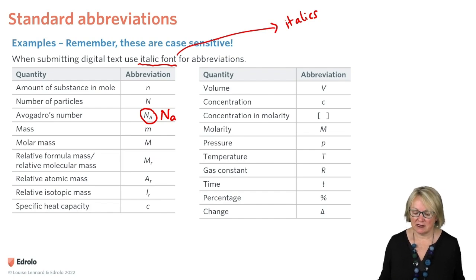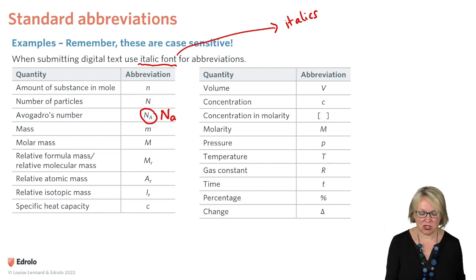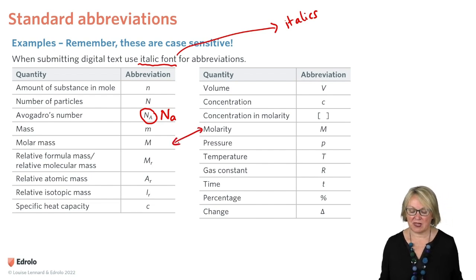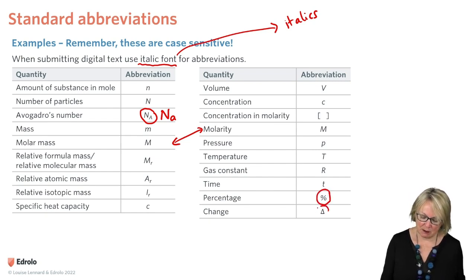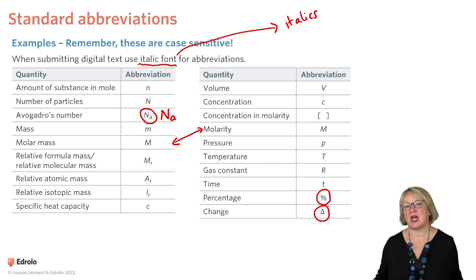Concentration is C. Concentration in molarity is in square brackets. Molarity, capital M, is of course the same as molar mass, so context is important for that. Pressure is P. Temperature is capital T. The gas constant is R. Time is small t. Percentage, you know the symbol for that. And capital delta is our symbol for change.